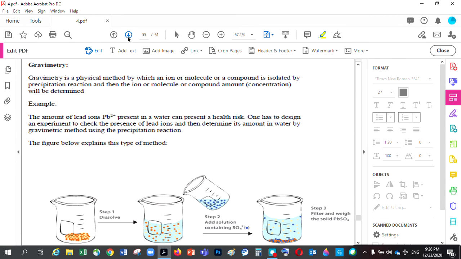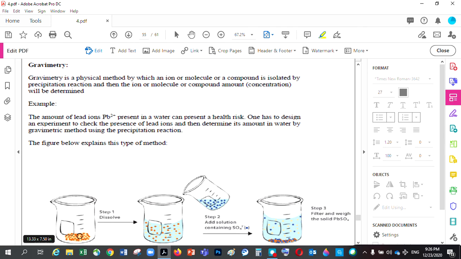Let's go for gravimetry. Gravimetry, here is an example, another method for quantitative analysis. Gravimetry, for example, is used to determine the toxic lead ions inside water we drink. So how can we do that?